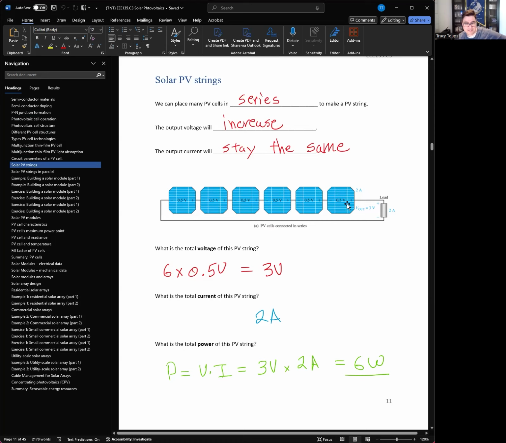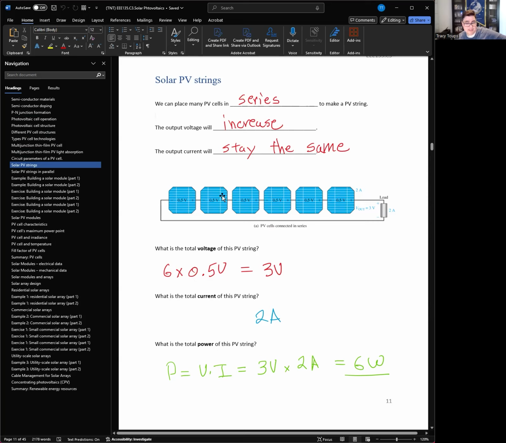So we have 6 of these in series. What's the total voltage of a PV string right here? Well, we have 6 cells at 0.5 volts each. So we're going to get a net total of 3 volts. So this load is going to see 3 volts. The current, because they're in series, stays the same, so it's going to be 2 amps. So this load is seeing 3 volts at 2 amps. So what's the total power of this system so far? P equals V times I, we got a net 3 volts, the same 2 amps. We're going to get 6 watts, which makes sense because we have 6 PV cells, and each one produces 1 watt in general.